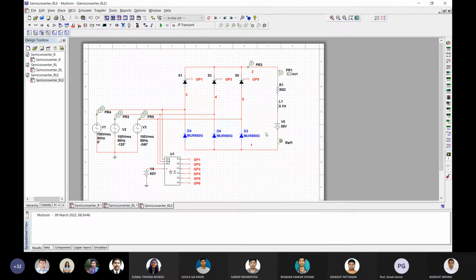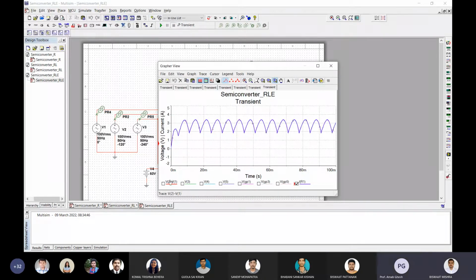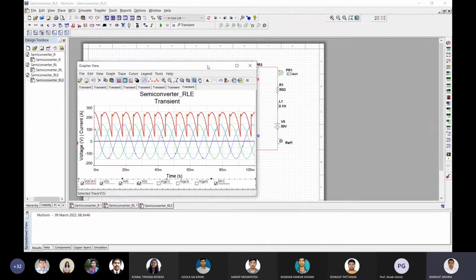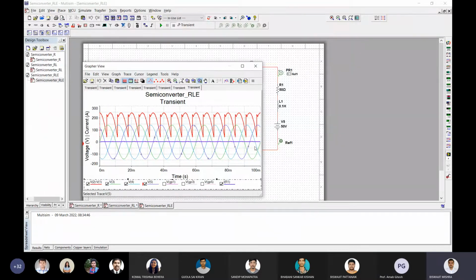Okay. This is RLE load with 60 degree. RLE load, 60 degree. The E value is 50 volt.